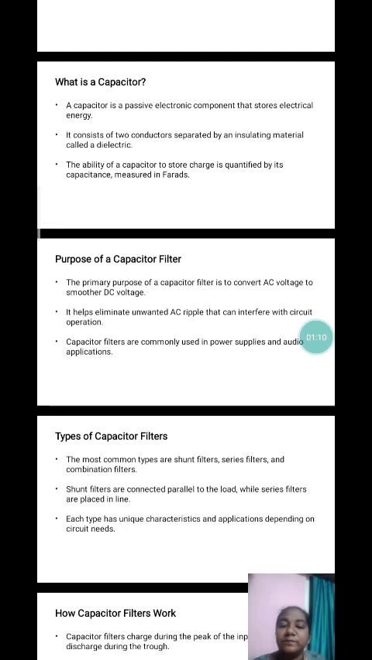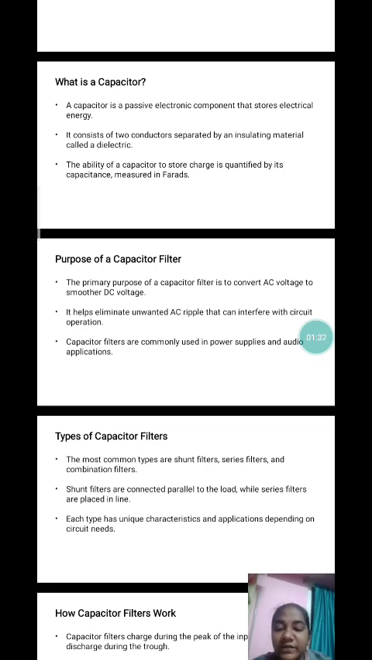Purpose of capacitor filter. The primary purpose of a capacitor filter is to convert AC voltage to smoother DC voltage. It helps eliminate unwanted AC ripple that can interfere with circuit operations. Capacitor filters are commonly used in power supplies and audio applications.